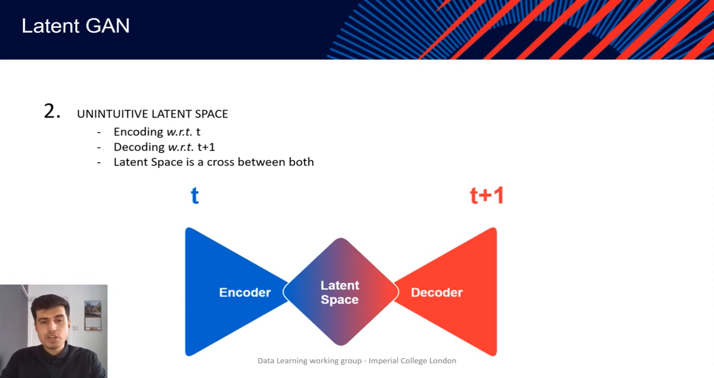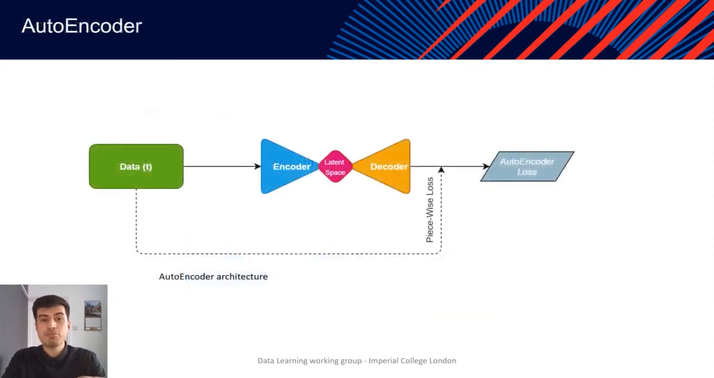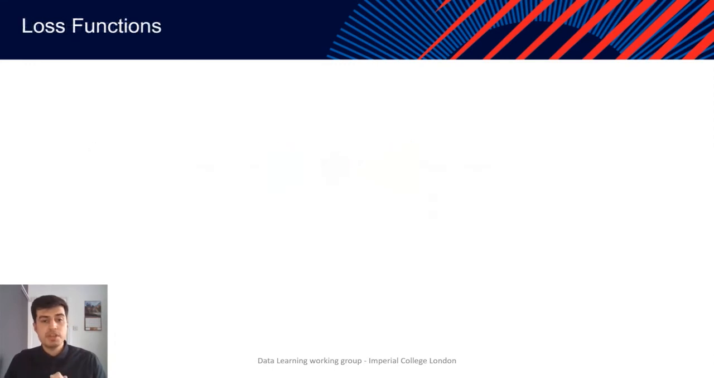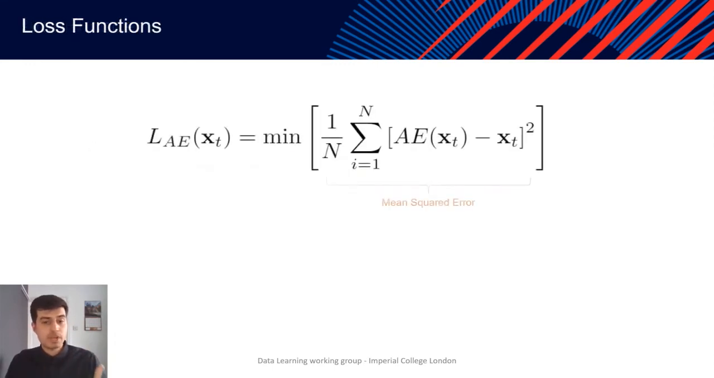We can see that if we encode and decode with respect to t instead, the latent space becomes more meaningful. Therefore, we opted to train the autoencoder architecture separately. Once the encoder was trained, it could then be plugged back into the original latent GAN architecture as a pre-trained model. So in terms of the loss functions used, the autoencoder used a standard mean squared error to check its performance. We know that the AE here refers to a forward pass through the encoder followed by the decoder.